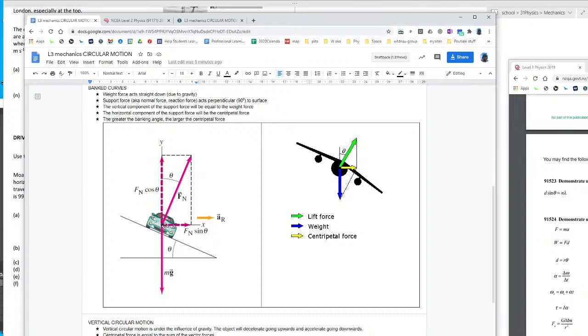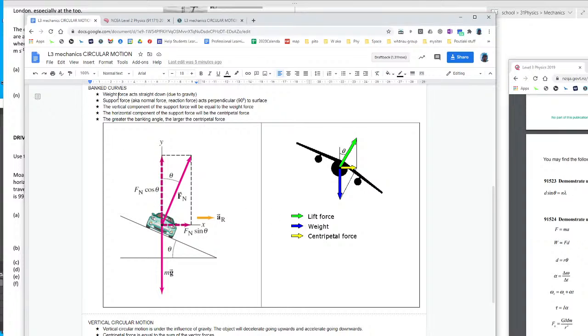And then we've got a third force, which is the unbalanced force, which is the centripetal force, and it acts towards the center of the circle. So again, if the car is going around in a track, it's going to be acting towards the center of the track, which is going to be over there.